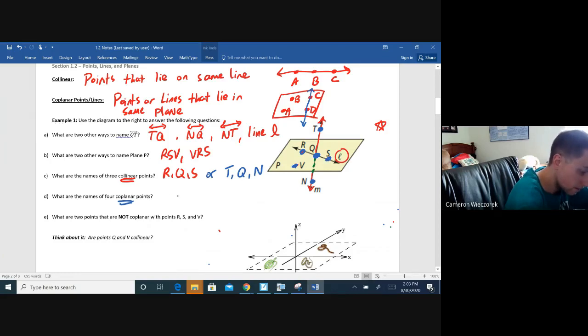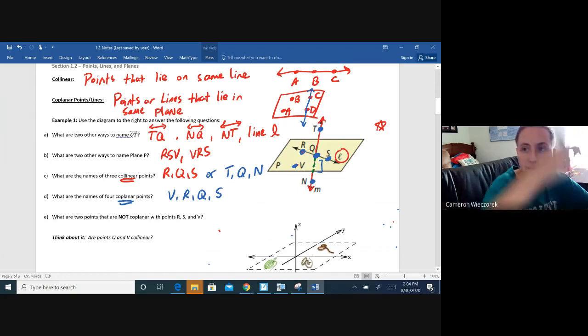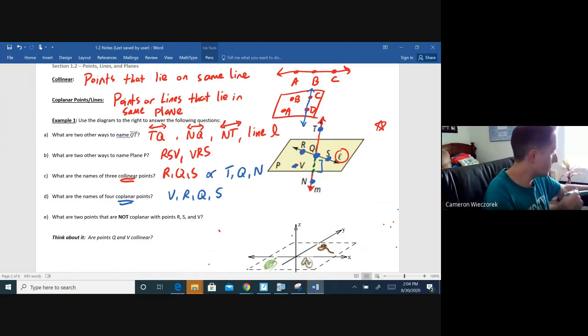So V, R, Q, and S. What are 2 points that are not coplanar with R, S, and V? This is where the dotted part of that line comes into play. So you have to think of this as a line that's cutting through your paper or cutting through your plane. Okay, so pretend the piece of paper is your plane.